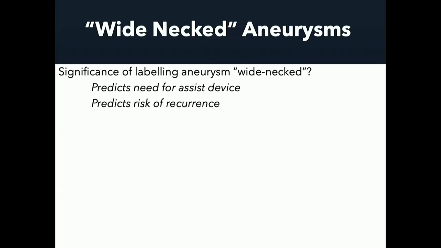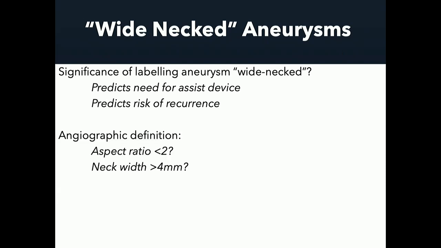When we talk about a wide-necked aneurysm, we really need to ask what's the significance of labeling something wide-necked. There are two reasons. One, it predicts the need for an assist device if we're treating the aneurysm, and it also, to some extent, predicts the risk of recurrence because the neck is possibly not as well controlled as a narrow neck. And of course, there are angiographic definitions, aspect ratio, neck width, which may or may not have some meaning in some clinical contexts.